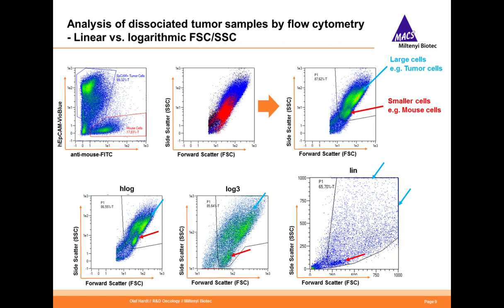If you now transform that to a logarithmic 3 scale, then you already see, okay, that's getting pretty broad, and you can still resolve the tumor cells, the human tumor cells and the mouse cells, but the debris is already on the axis, on the sum channel.